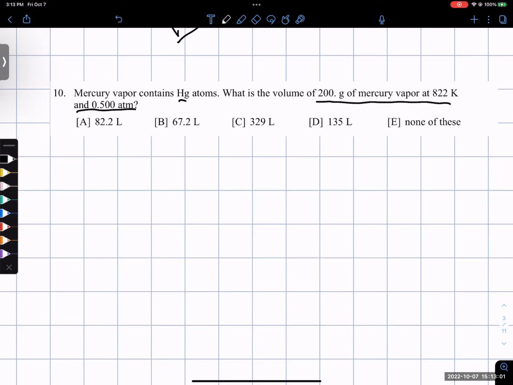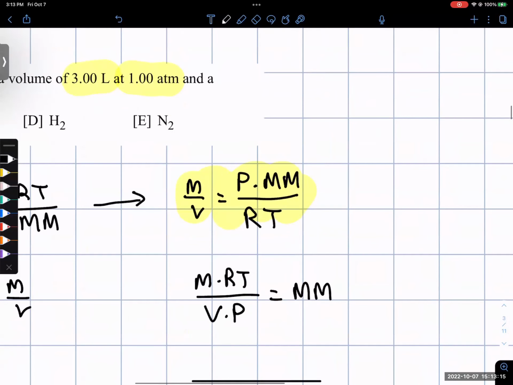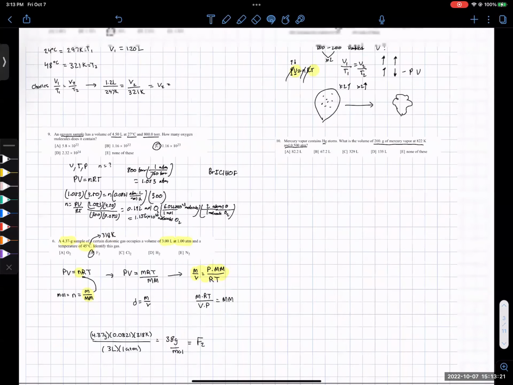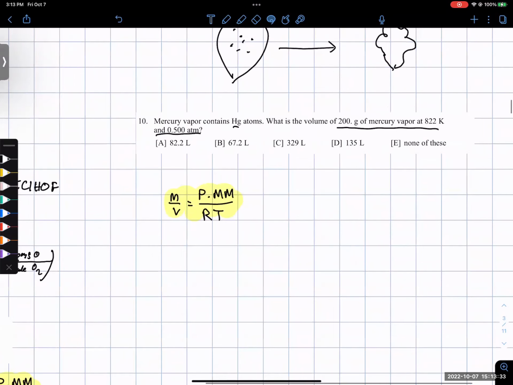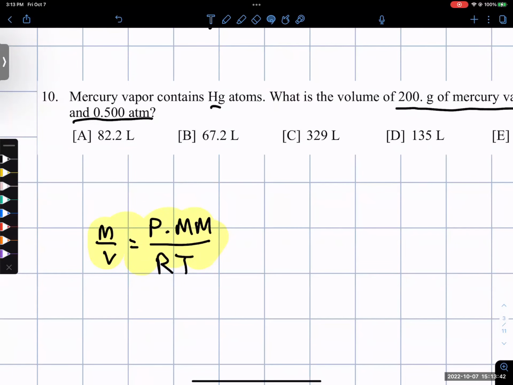Isn't it the one you just told us, the molar mass times RT over volume and pressure? Or just mass, not molar mass: P times molar mass over RT. Oh, that one. Okay, never mind. Is this the equation right here? All right, so this equation: mass over volume equals pressure times molar mass over RT. So this is the density of a gas.